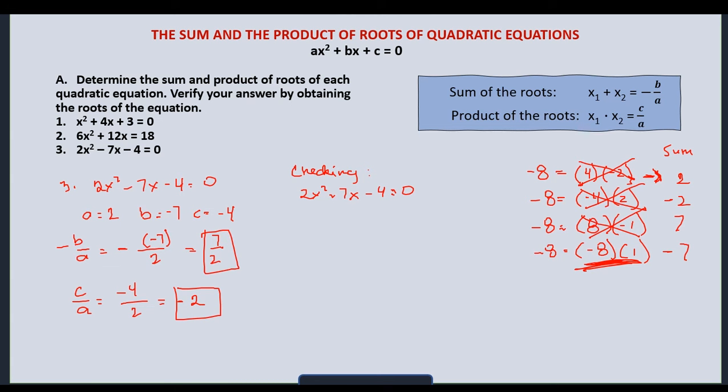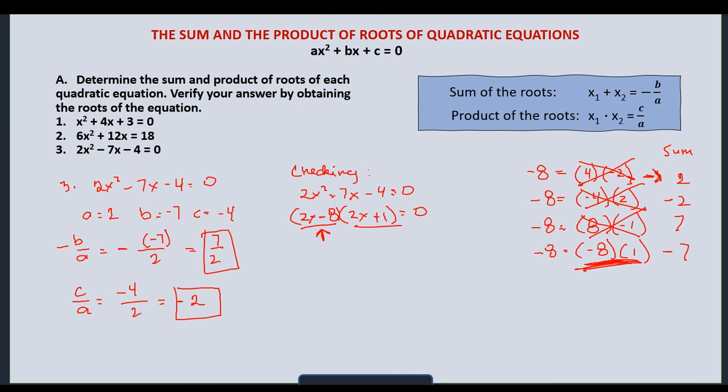So let's have here some open and close parentheses equals 0. So to write, you're going to write first 2x since we have here 2x on our first term. And then we copy our factor, which is negative 8 and positive 1. So we have here 2x minus 8 and 2x plus 1. But unfortunately, this is not the factor of our 2x squared minus 7x minus 4. You must first simplify this one.